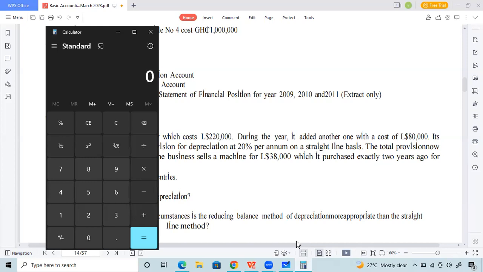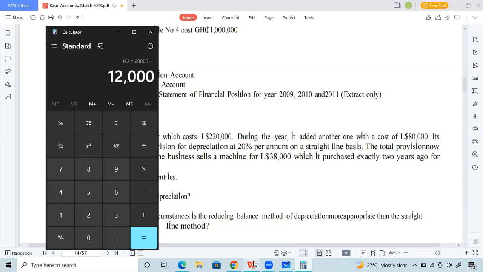So what is your depreciation policy? It's 20%. So 0.2 multiplied by 60,000. What do you have? You can do that also. So you have 12,000. So that means that every year, 12 multiplied by 2, that's 24.